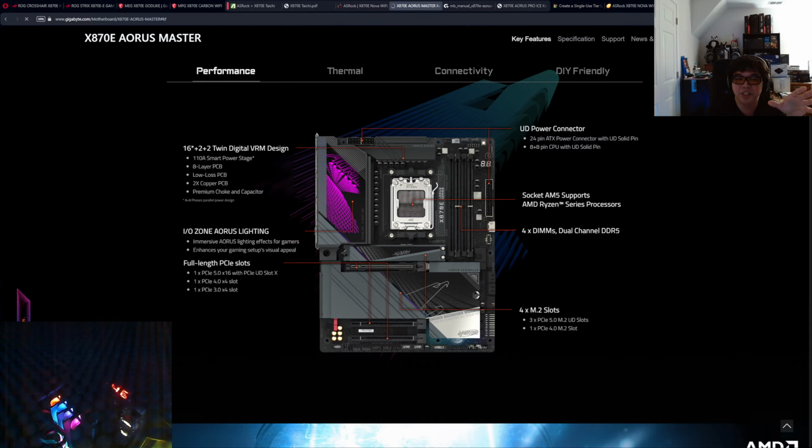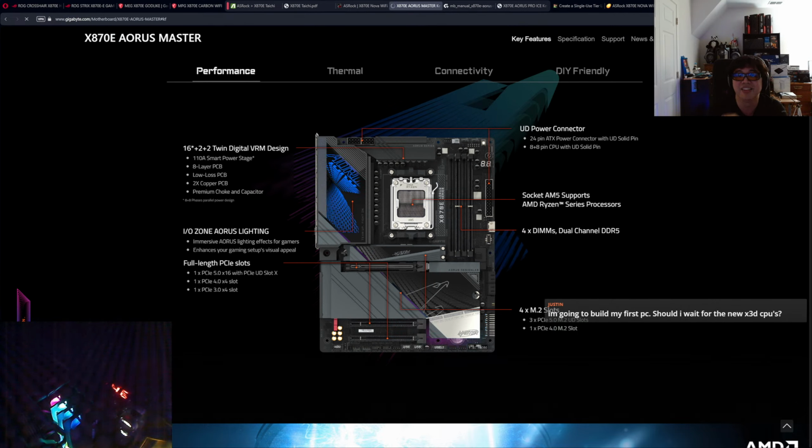But if you only have Intel, you have no idea what you're missing out on. I'll tell you this, guys, overclocking on AMD, especially these new Zen 5 CPUs, is the most fun that I have had overclocking a CPU in 10 years.